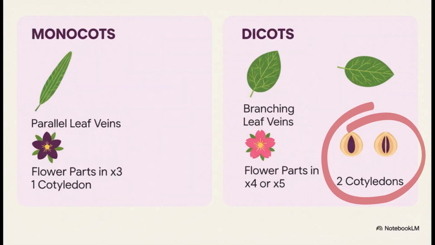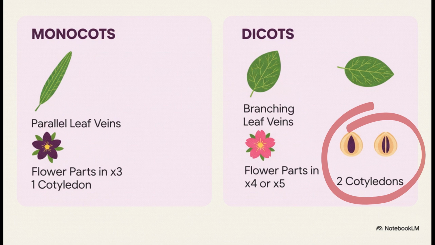Here are the 3 golden rules. First, look at the leaf veins. In monocots, they run in straight, parallel lines. In dicots, they make a branching network. Next, look at the flowers. Monocot petals come in multiples of 3. Dicot petals come in multiples of 4 or 5.